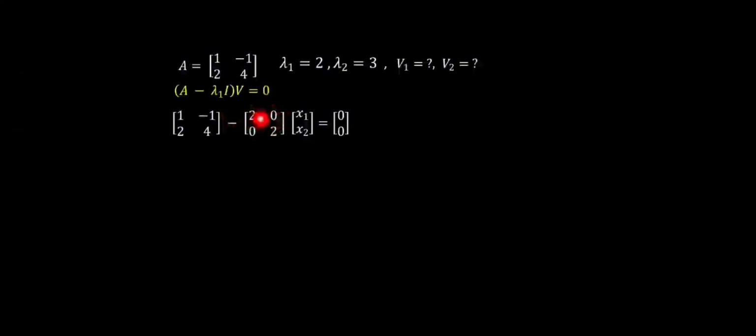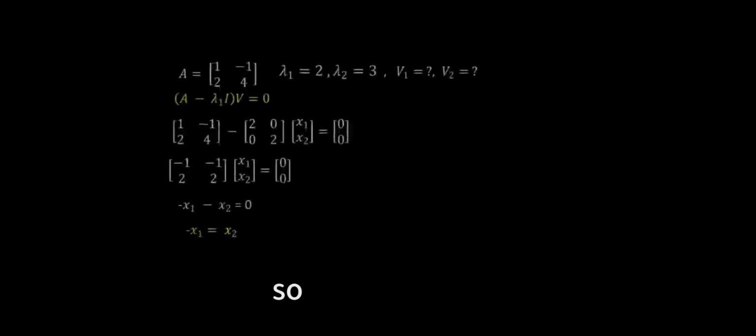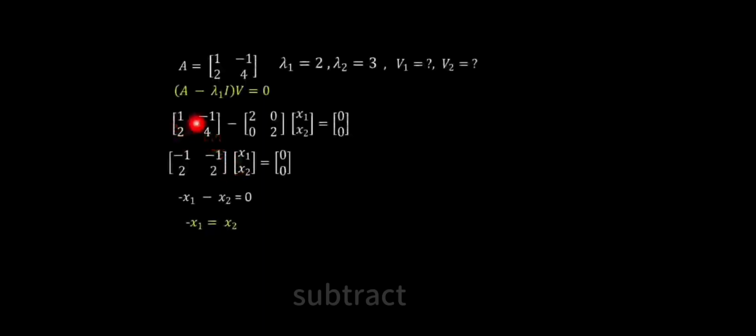2 times 0, we get 0. 2 times 0, we get 0. 2 times 1, we get 2. And our vector variable will be x1, x2, equal to 0. To proceed, we subtract this, and we get [-1, -1; 2, 2]. As you can see, the rows are similar.